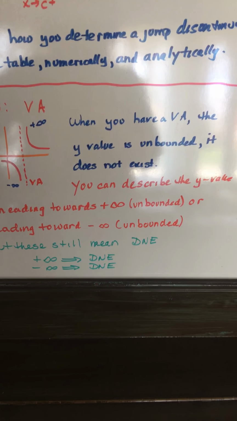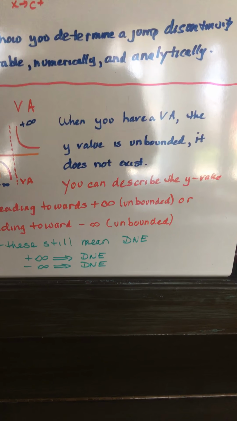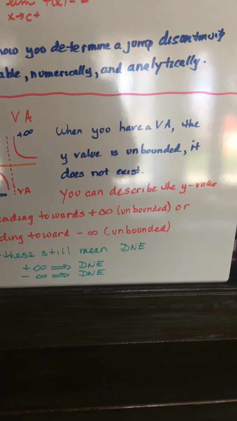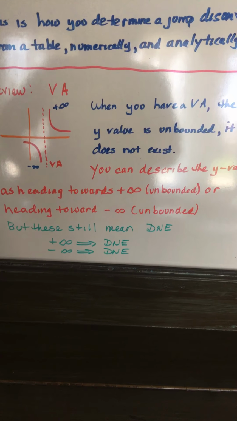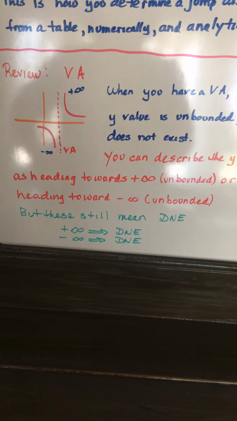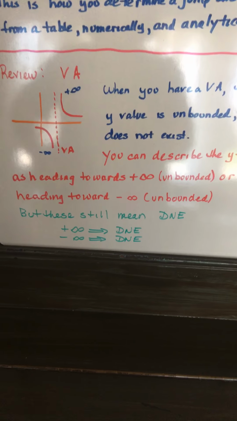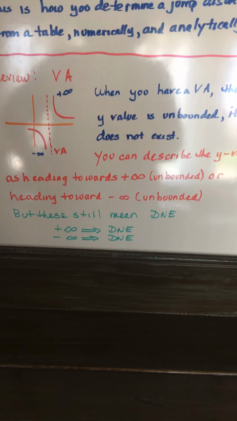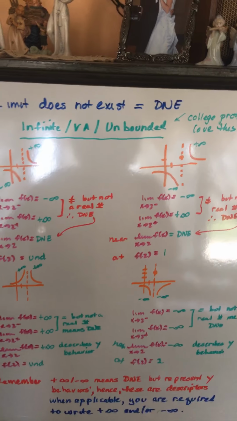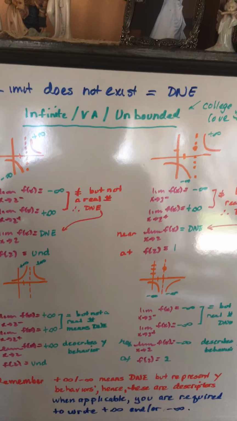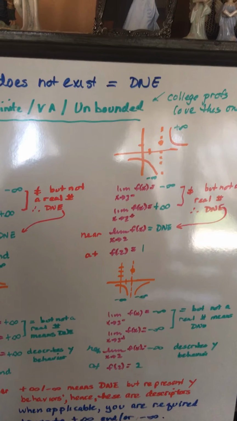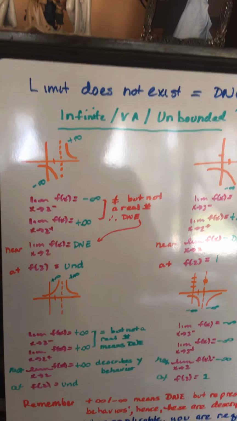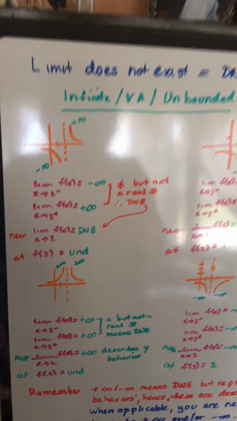And remember, the original definition tells me that the limit from the left must equal the limit from the right, and we told you it was a real number L. Positive infinity implies the limit does not exist, negative infinity implies the limit does not exist, but we're going to use plus infinity to describe behavior and negative infinity as answers. Okay, the limit does not exist, and we call it infinite or vertical asymptote or unbounded. Again, your college professors love unbounded. AP tends to use a lot with infinite and vertical asymptote.